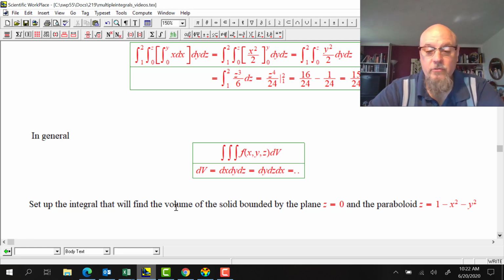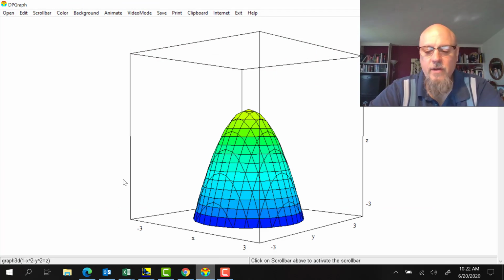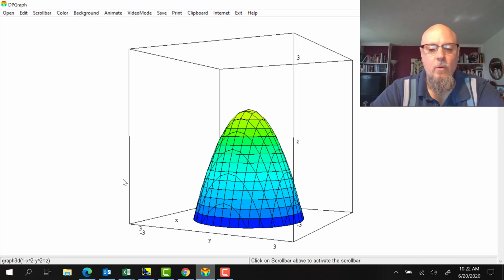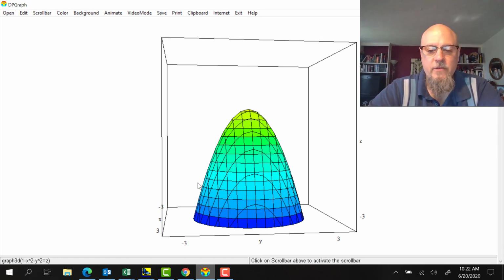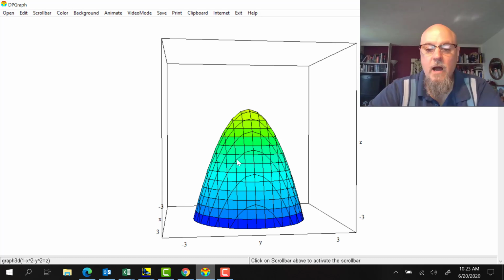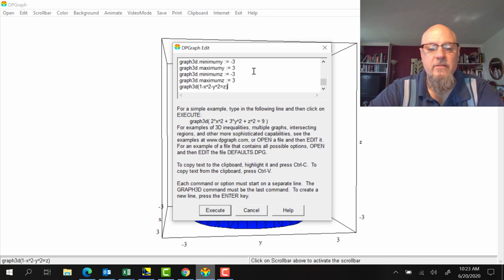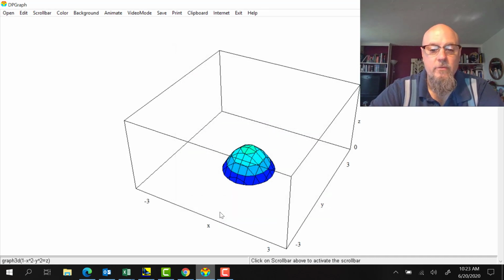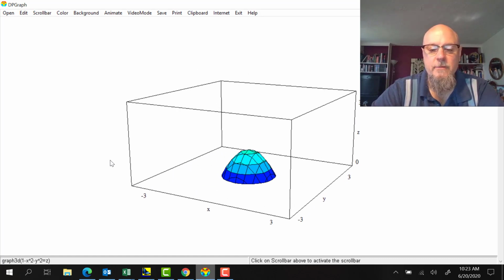We want to set up the integral. So here they don't even want us to actually evaluate it. We're trying to get the volume of this paraboloid. This is the curve z equals 1 minus x squared minus y squared, plain vanilla paraboloid. And so we want it below that curve and above the z equals 0 curve. So let's shrink that to see. We only want to see from 0. So we're just looking for the volume of this shape.